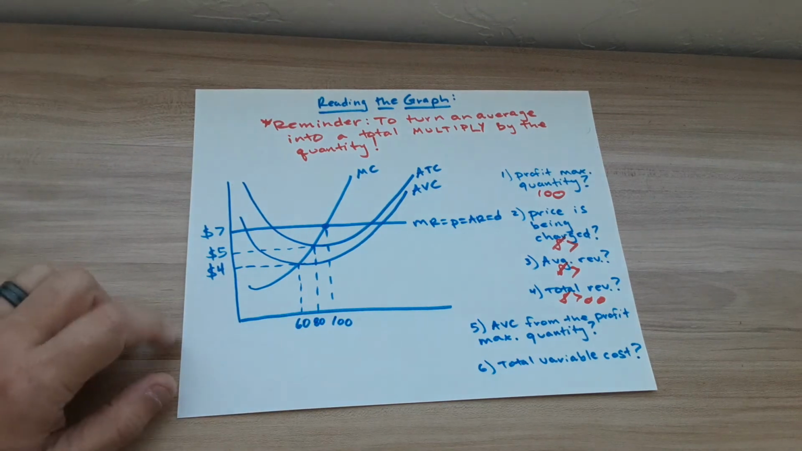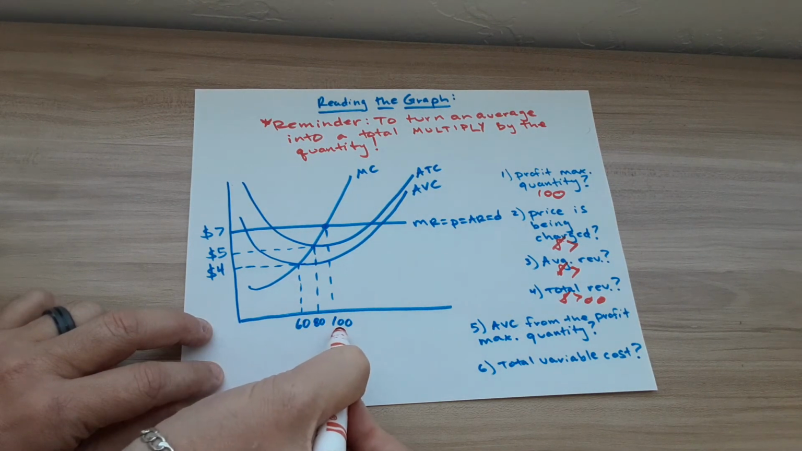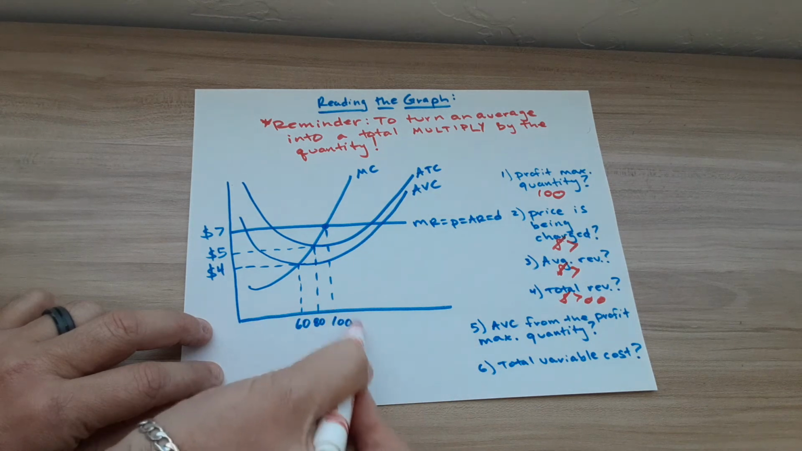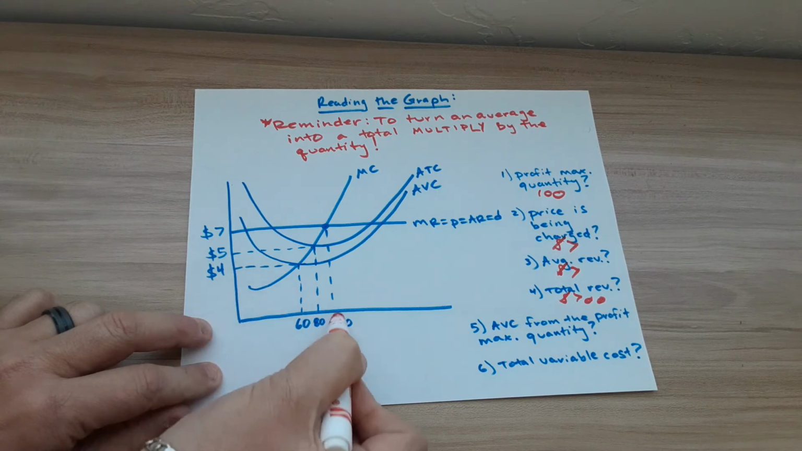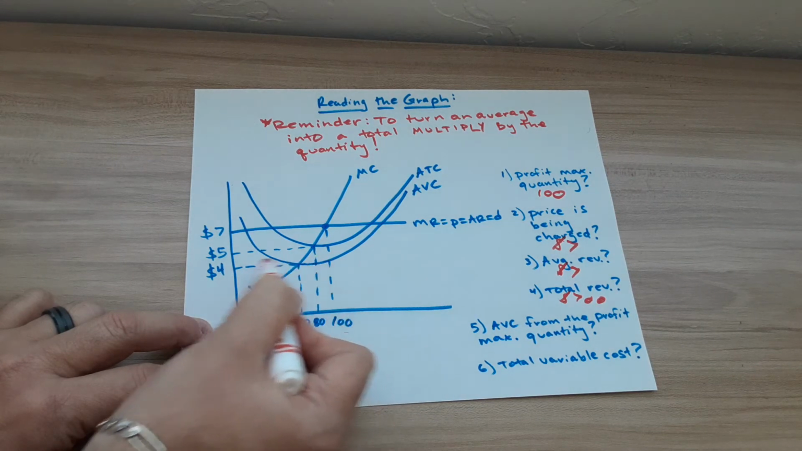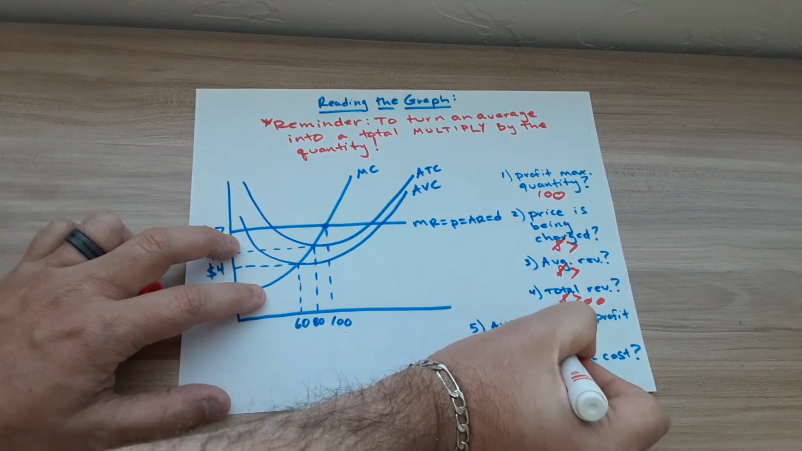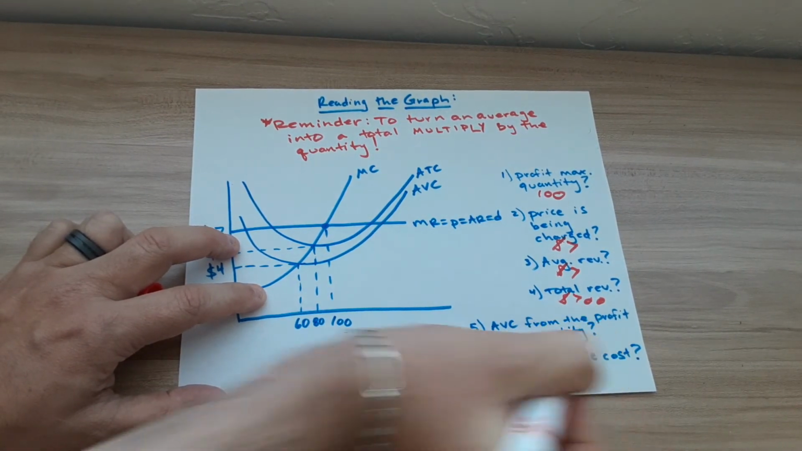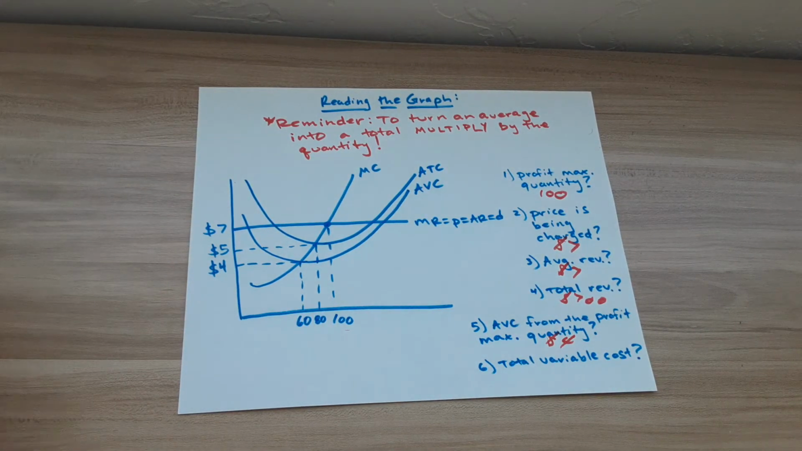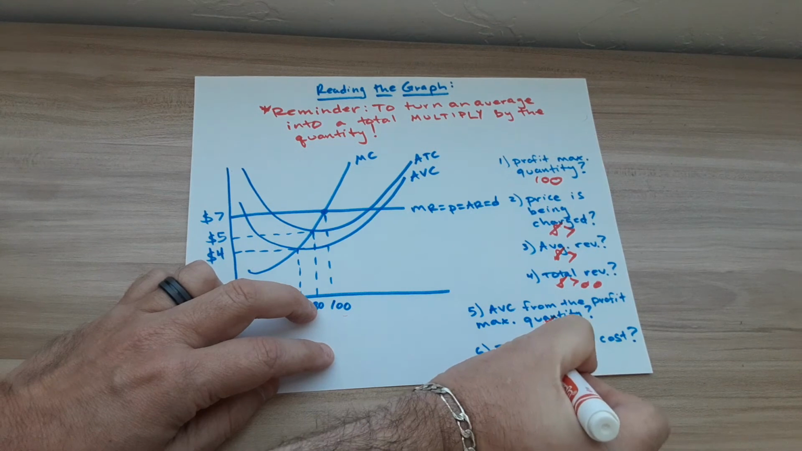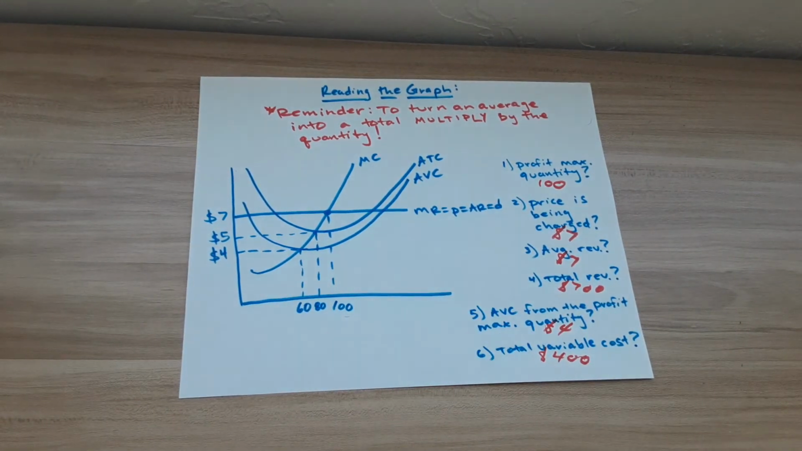What's the average variable cost from the profit maximizing quantity? Go to 100 because that's our MR = MC quantity. Trace up to average variable cost and trace over. So trace straight up till you hit average variable cost, trace over, we see it's $4. So average variable cost is $4. What's the total variable cost? Well, if the average was 4 times the quantity of 100, that's going to give us $400 of total variable cost.